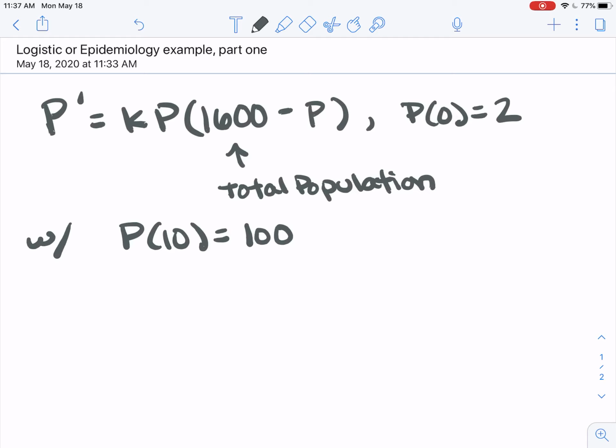This is a first order differential equation, and it is nonlinear because we have a p times a p. That's a p squared, so that's nonlinear. It's a nonlinear differential equation, and it is separable. In particular, it's autonomous, so there's no t's on the right-hand side, so we can separate this. So let's go ahead and solve it.